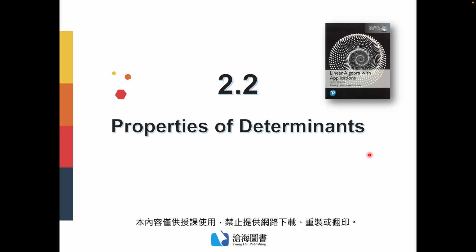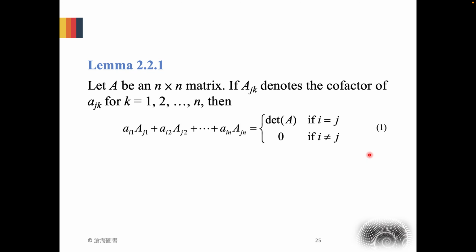Now, let's talk about the properties of determinant. That would be section 2.2. So in this session, we will introduce several properties that are related to determinant. So the first one, that is lemma 2.2.1.